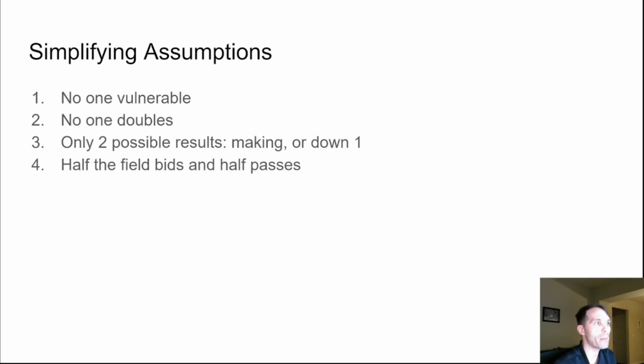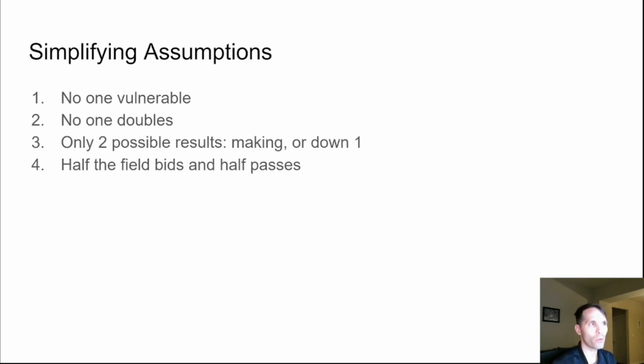Another assumption we're going to make is that half of the field is going to bid with our hand, so essentially compete either for a game or part score, and half the field is going to pass. Now for match points, it's pretty clear what that means. For IMPs, we're going to be discussing cross IMPs so that we can talk about a field where a large number of bridge players are facing the same problem, and half of them are choosing one thing and half are choosing the other.